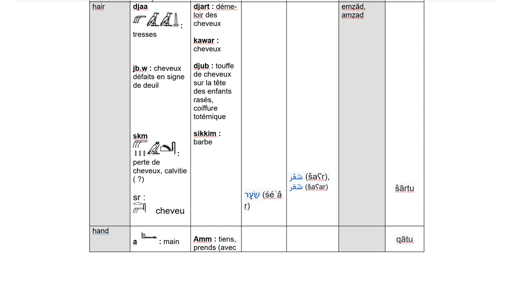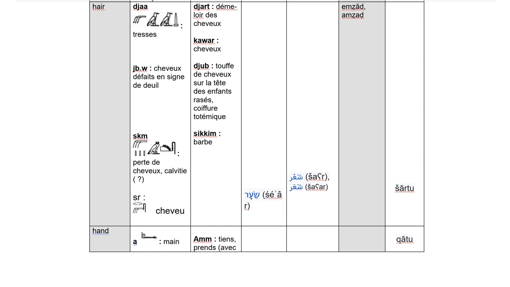You can see here also Sekem, Sekem in Wolof. If you see this question mark, this means that the translation is not sure. That's why Egyptologists set a question mark here. It has something to do with hair. The translation is here loss of hair and baldness. You have nearly the same word in Wolof, Sikkim, which means the beard.